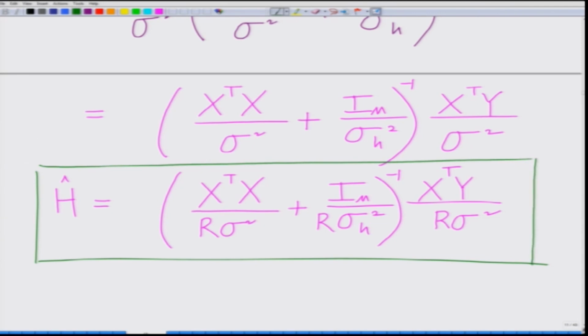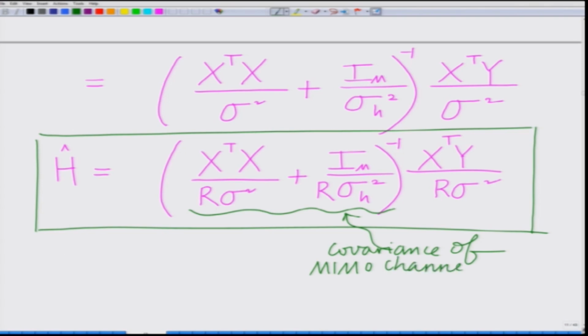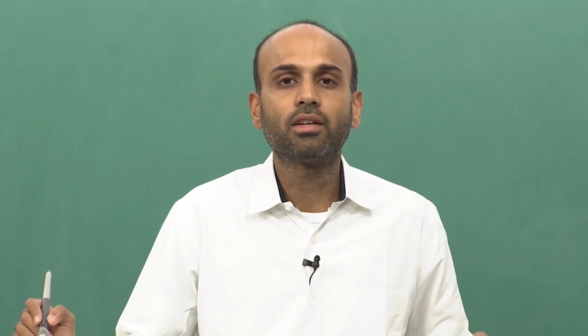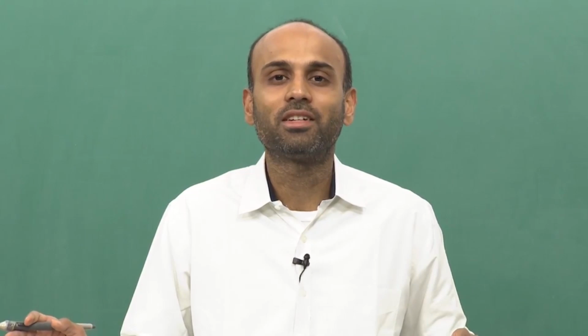It is (x transpose x divided by r sigma square plus I_m divided by r sigma h square) inverse into x transpose y divided by r sigma square. And I am saying this is particularly convenient, because this part is nothing but the covariance of the MIMO channel estimate: x transpose x by r sigma square plus I_m, that is identity of size m cross m, divided by r sigma h square, inverse. This whole part is the covariance of the estimation of the MIMO channel matrix.